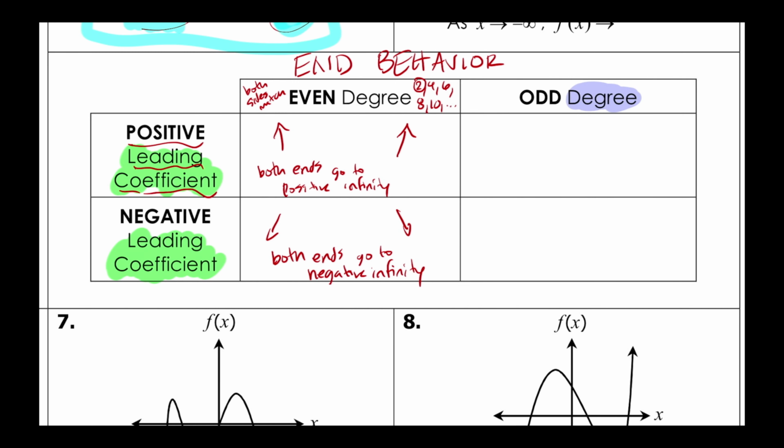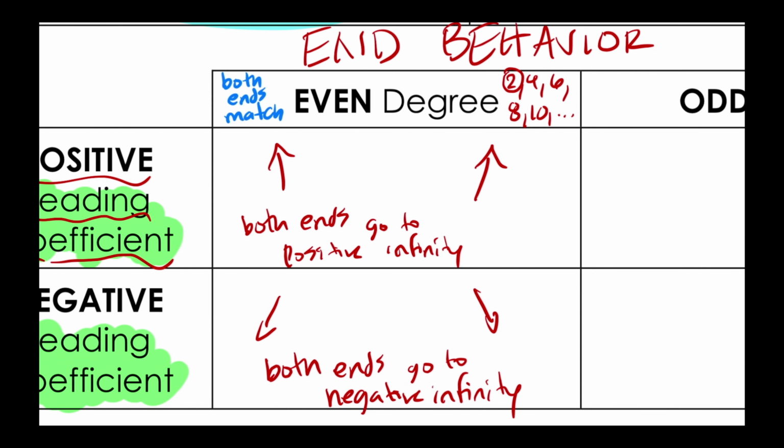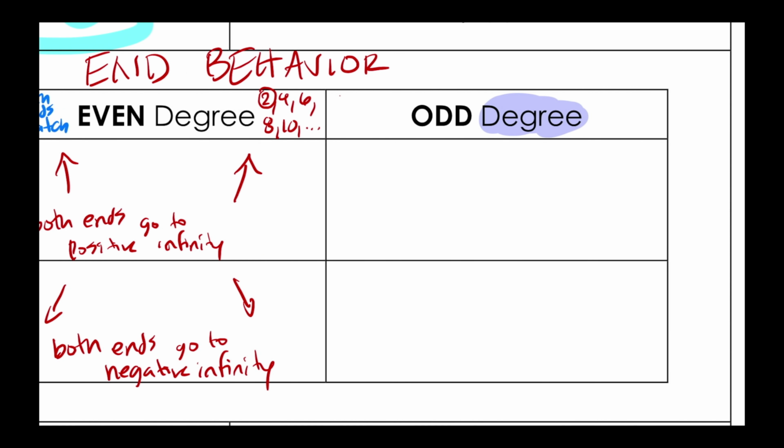Okay, what about odd degrees? Well, odd degrees, so again right here, you know how it says both ends match? And odd degrees are 1, 3, 5, 7, 9, 11, and so on. For odd degrees, both ends are opposite. If one end is facing up, the other end is facing down. Does that make sense?